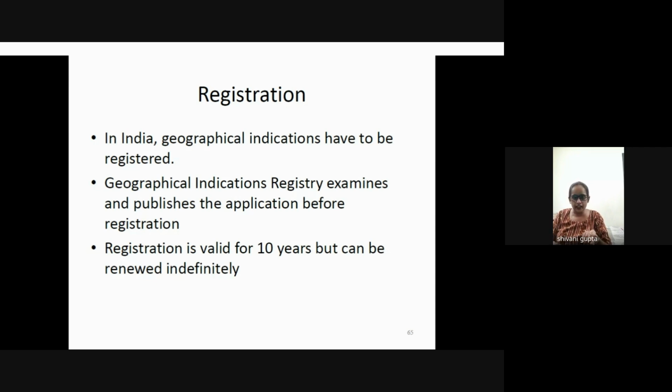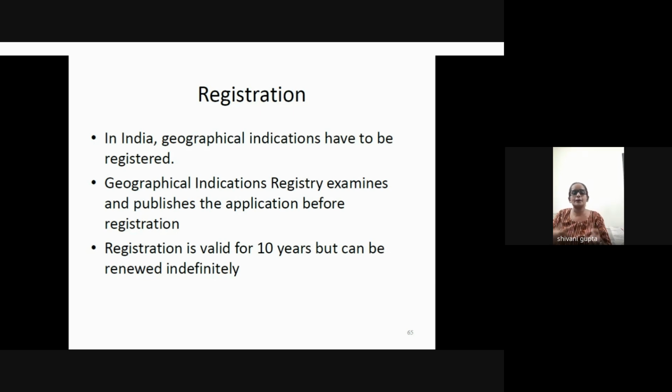Under geographical indications as an IPR category, in India GI tags are registered. There is an office under the government IP office, the Geographical Indications Registry. They examine and publish the application before registration, and the registration for the GI under intellectual property is valid up to 10 years, and it can be renewed indefinitely.